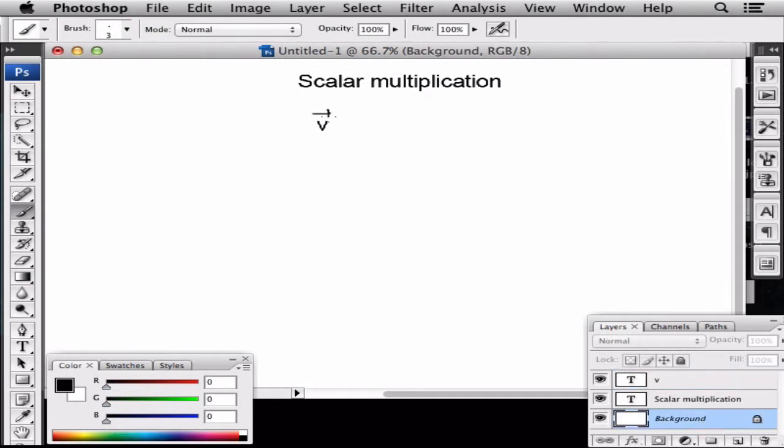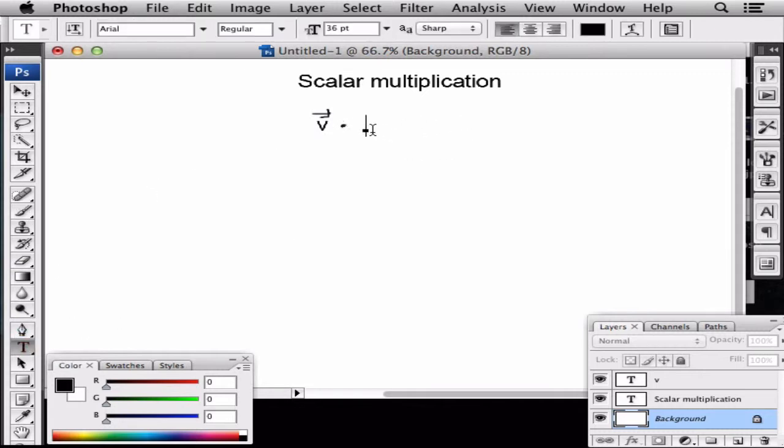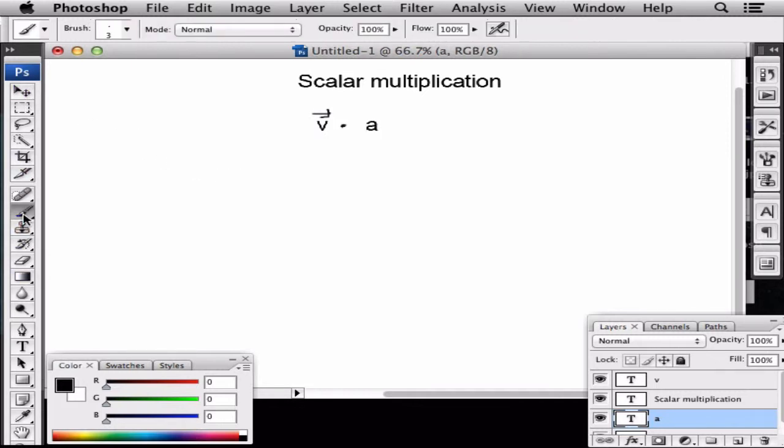Put a little arrow here. So we have a vector v, and we can multiply that by a scalar. We call that a. And what that does is it simply changes the length of the vector. The direction is the same after the scalar multiplication, or the opposite if it's a negative number, but the length is usually at least different.